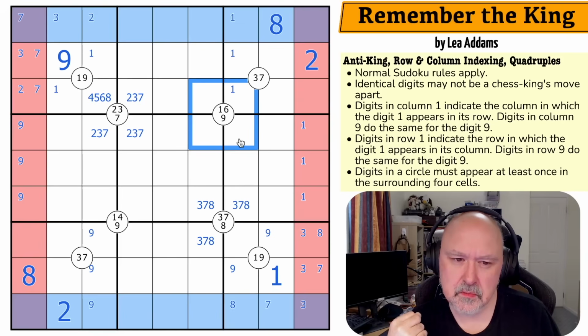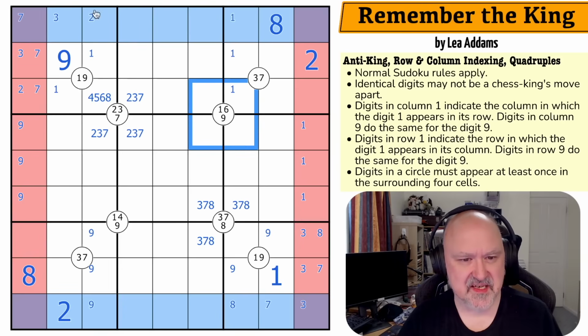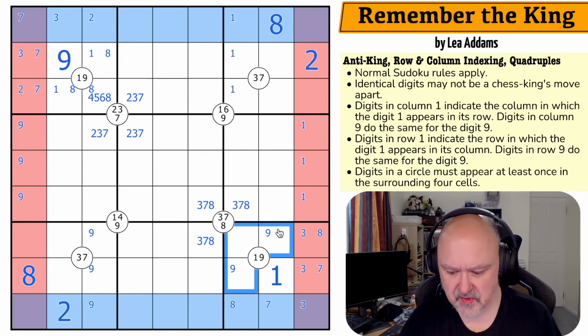So, 8 is in one of these 3 because of the 8's looking up. 2 is in one of these 3.